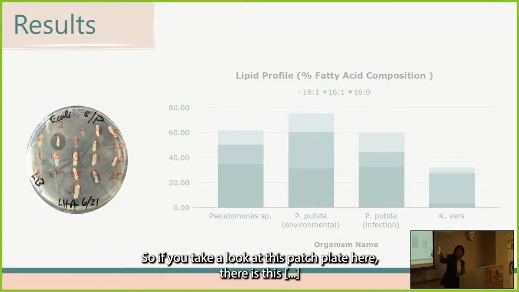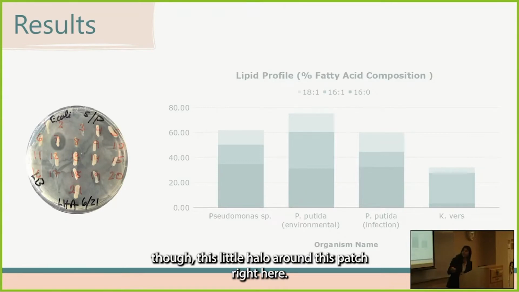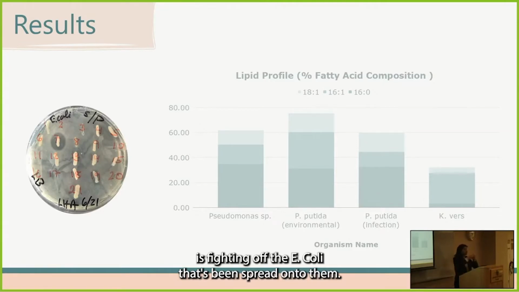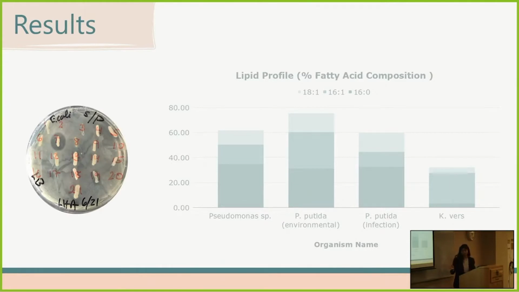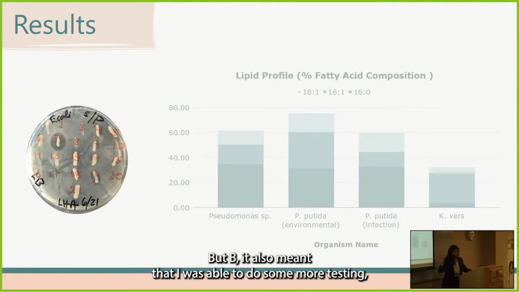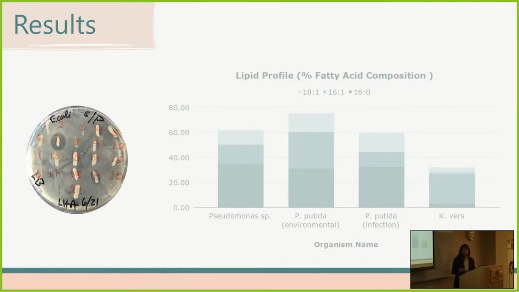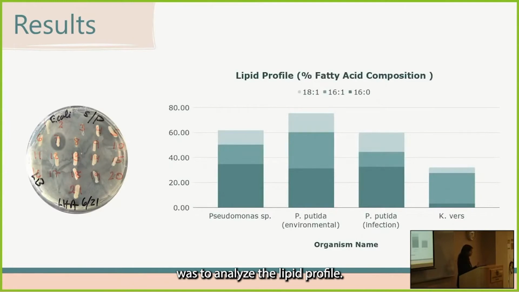So if you take a look at this patch plate here, is there a laser on this? Oh, let's go. This little halo around this patch right here indicates that the bacteria in that patch is fighting off the E. coli that's been spread onto the plate. So this is cool, first of all, but second, it also meant that I was able to do some more testing, which was really exciting. My time in the lab didn't have to just end because we didn't have more time to grow more colonies. Specifically, the further testing I wanted to do was to analyze the lipid profile.